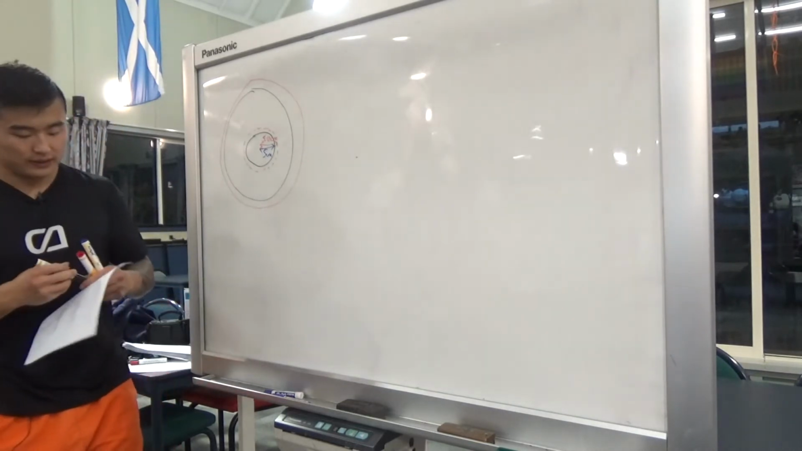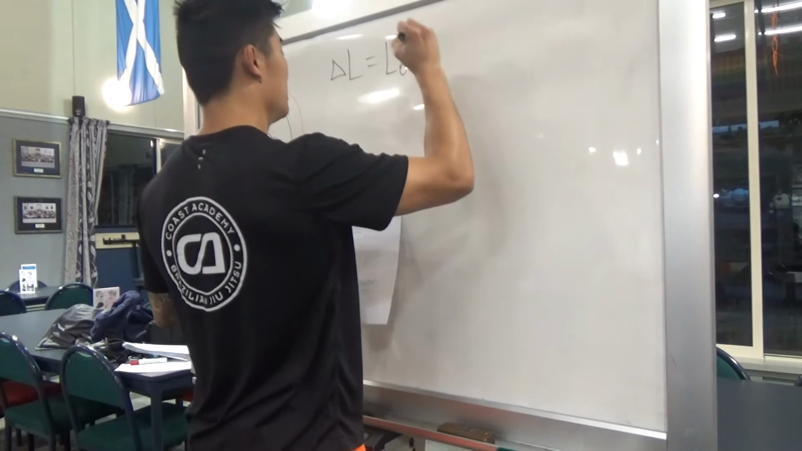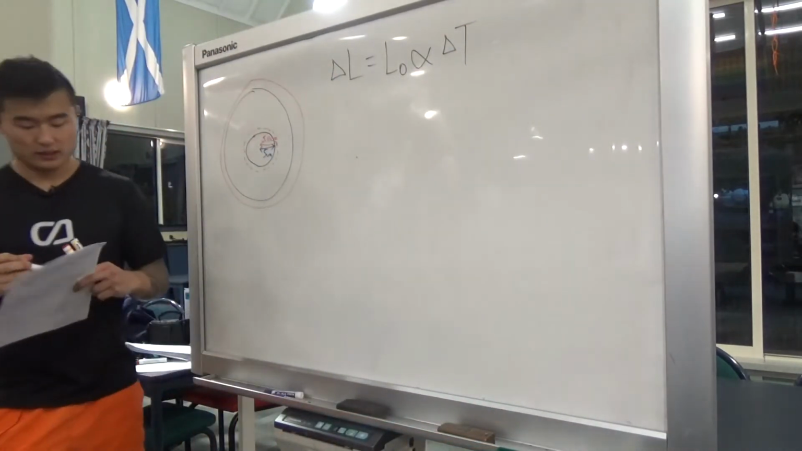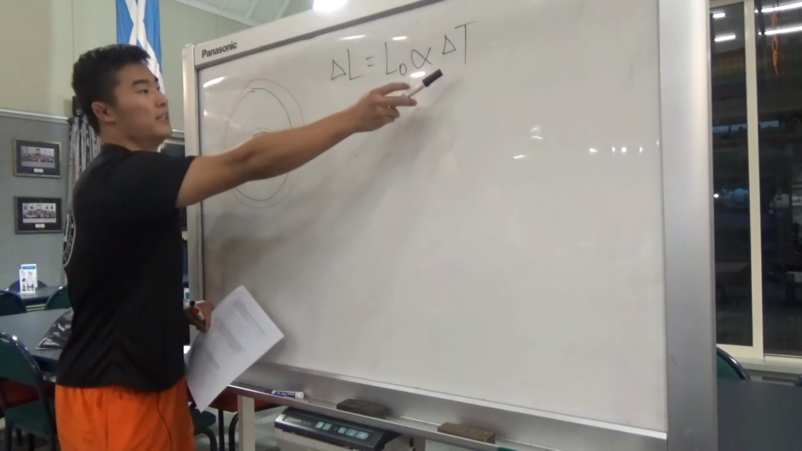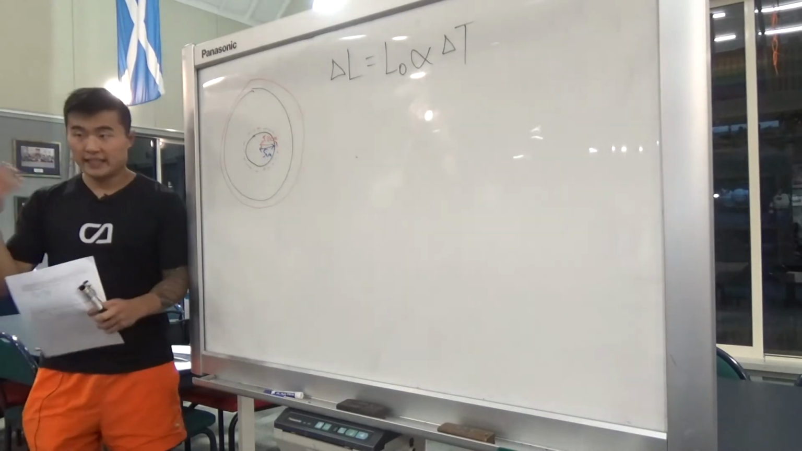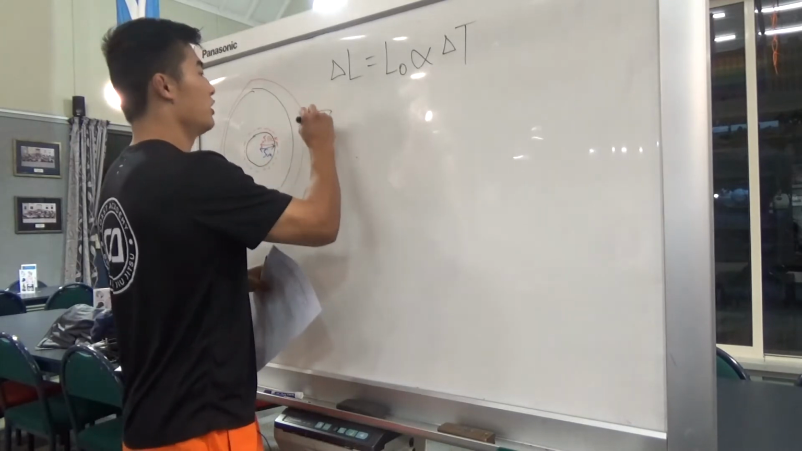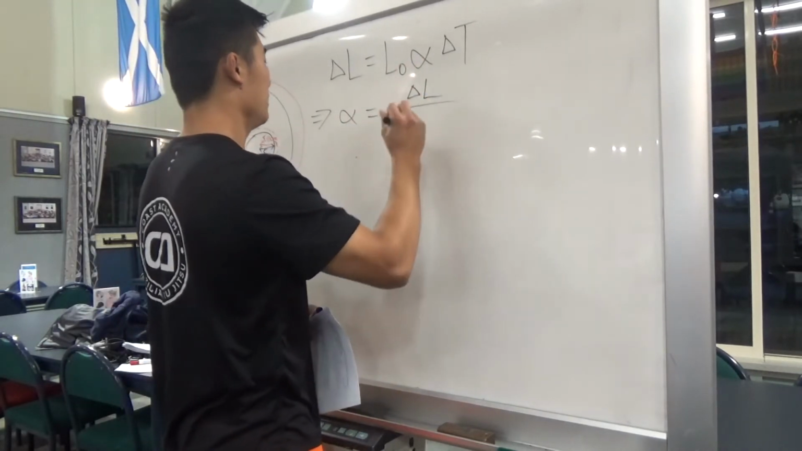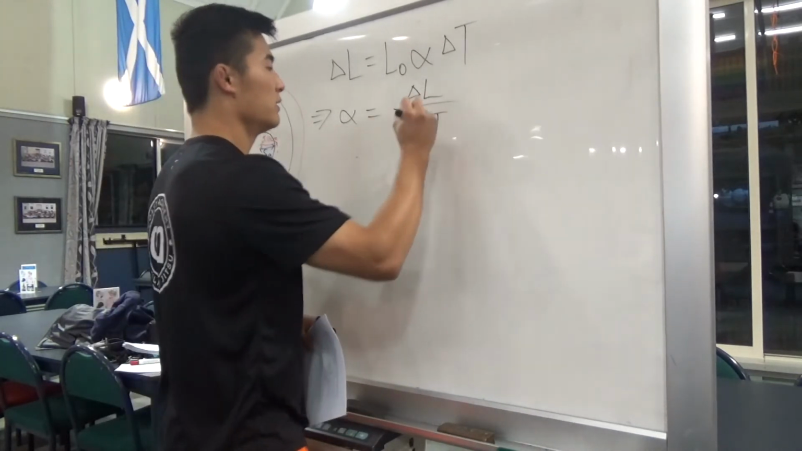And the equation that you'll use is the change in length is equal to the original length multiplied by the coefficient multiplied by the change in temperature. So delta L is change in length, L0 is original length, that's the coefficient, and that there's the change in temperature. Again, now we want to find the coefficient, so we're going to have to rearrange this equation for the coefficient. So divide both sides by L0 and delta T. So the coefficient is equal to delta L over L0 multiplied by delta T.